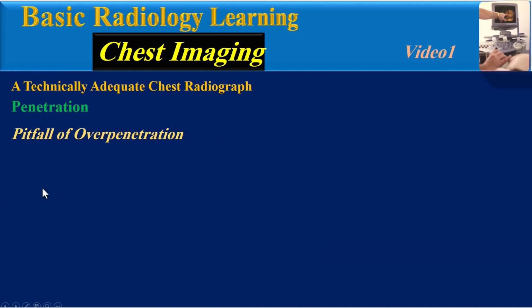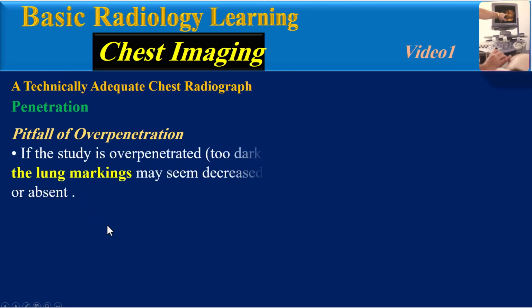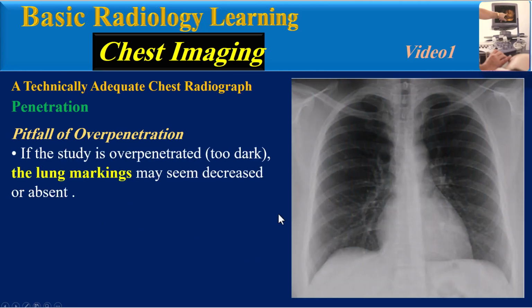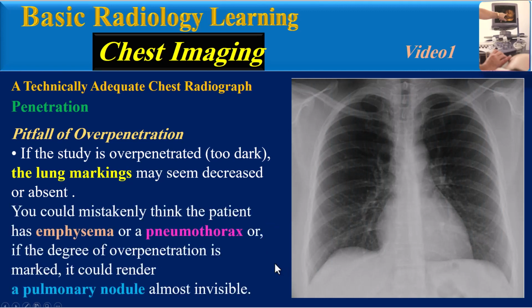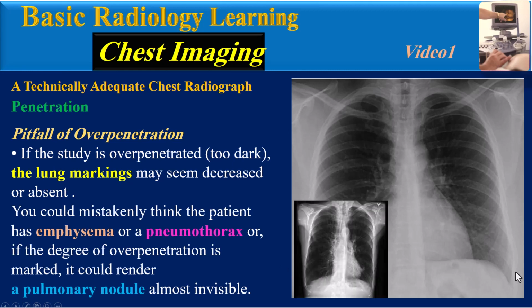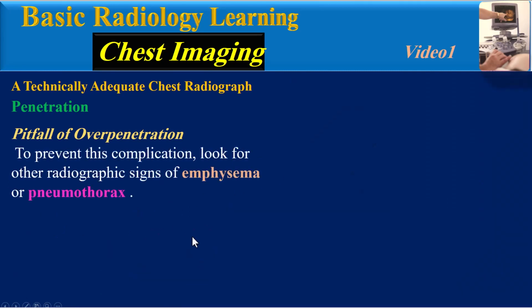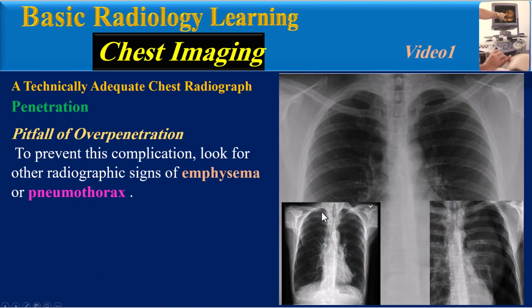What is the pitfall of over-penetration? If the study is over-penetrated or too dark, the lung markings may seem decreased or absent. You could mistakenly think the patient has emphysema or pneumothorax. Or if the degree of overpenetration is marked, it could render a pulmonary nodule almost invisible. To prevent this complication, look for other radiologic signs of emphysema or pneumothorax.